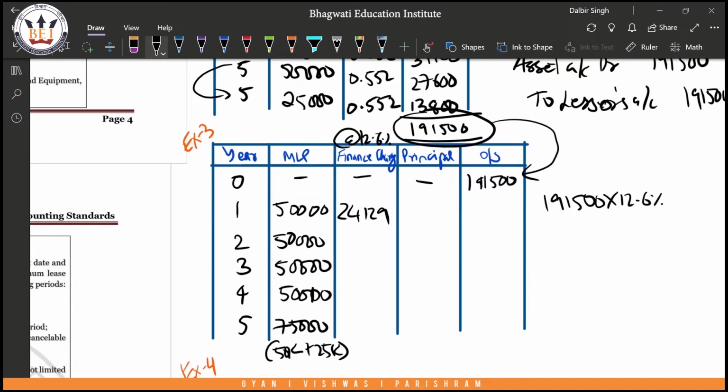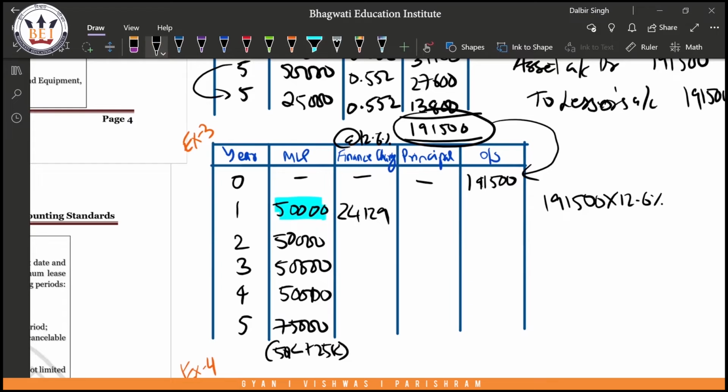Now what is this? This is interest rate implicit in lease, which basically means that this is the lease amount which is being paid. Now this lease amount includes a percentage of interest. Yes, we do not know how much that is. That is why we are taking interest rate implicit in lease as the base. So this 50,000 will be bifurcated into interest and principal.